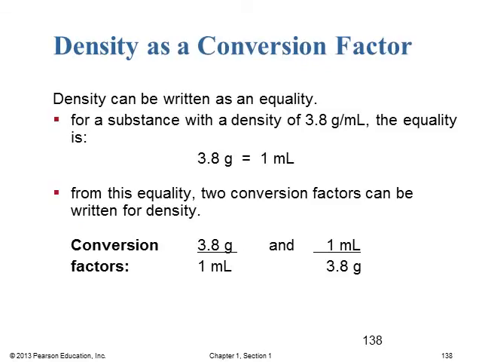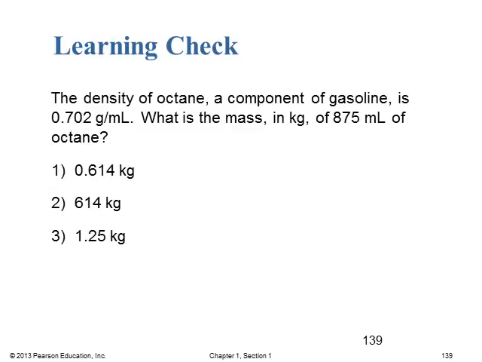Sometimes densities can be used as a conversion factor and as an equality, and you can use it either way. You can use grams over milliliters or milliliters over grams. They are synonymous with each other, just as other ratios can be flipped. If the density of octane, a component of gasoline, is 0.702 grams per milliliter, what is the mass in kilograms of an 875 milliliter volume of octane?